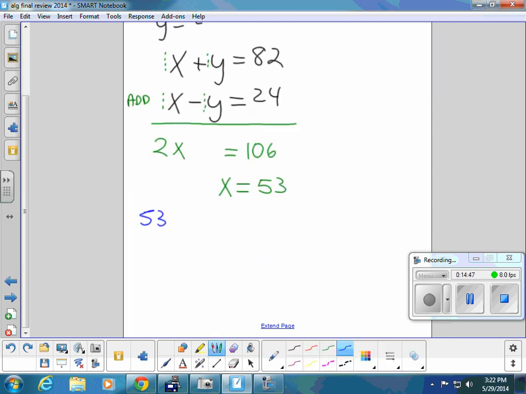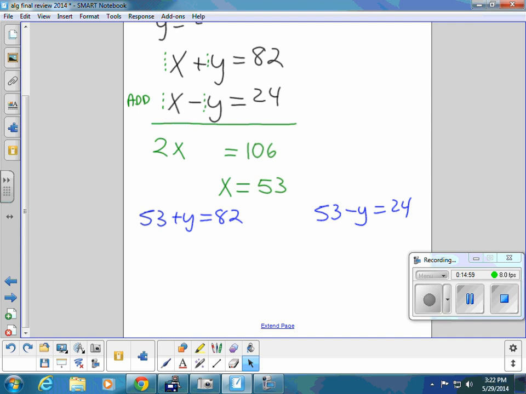So we can take 53 plus y equals 82 for the one equation, and we can do 53 minus y equals 24 for the other equation. And if we solve these and y equals the same thing, we've done a check.